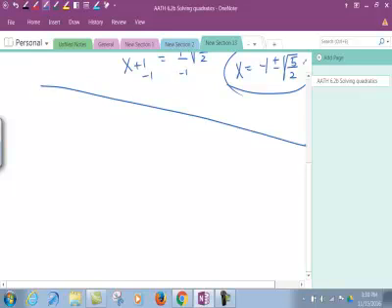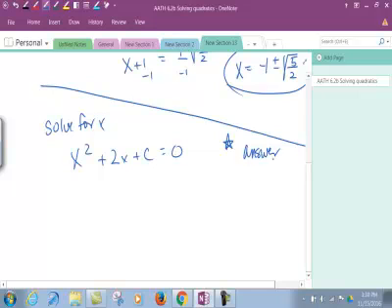Okay, excellent. Let's complete the square again with something a little more challenging. In this case we want to solve again for x, but what's different is we have x squared plus 2x plus c equals 0. What we want to notice is that our answer will have c in it. We can't make the c go away like in the previous case, where we got all numbers in our answer.